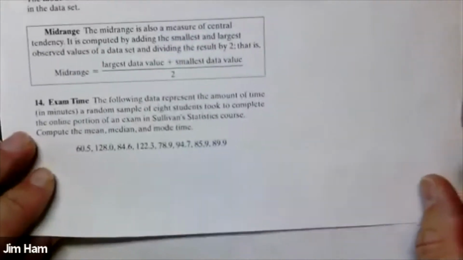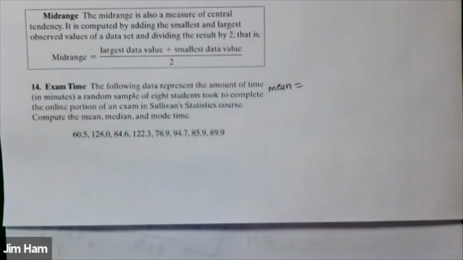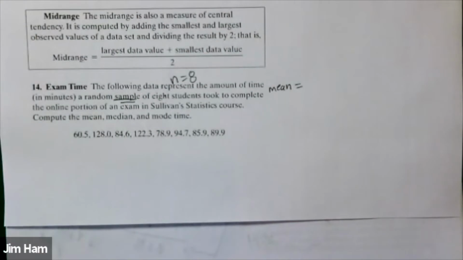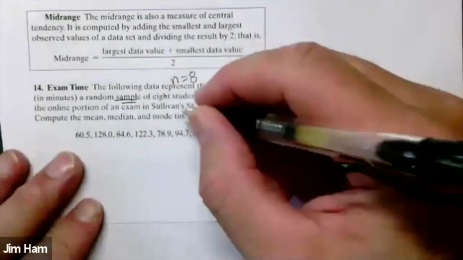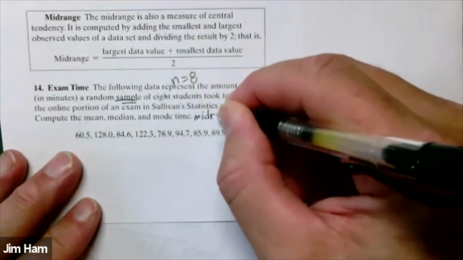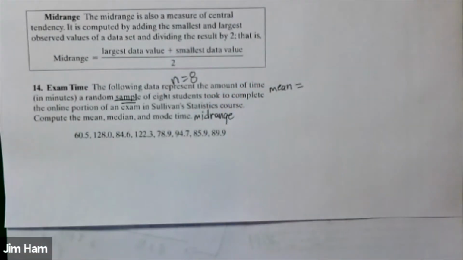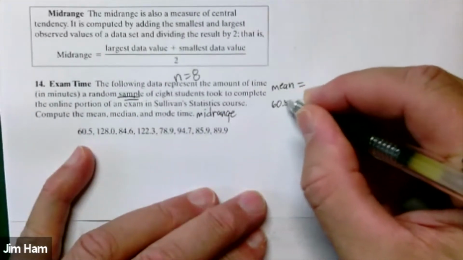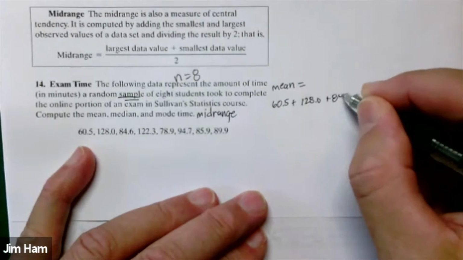Let's go down to the example, the mean. Exam time. The following data represent the amount of time in minutes of a random sample of 8 students. Random sample, 8 students, so that gives us the sample size of 8. How long it took them to complete the online portion of an exam in a stats course. It says calculate the mean, median, and mode. We might as well even include in there the mid-range. All right, so the mean would be to add up these 8 numbers and then divide by 8.